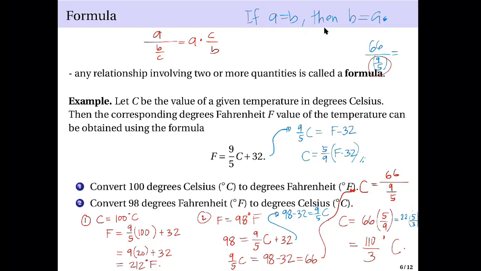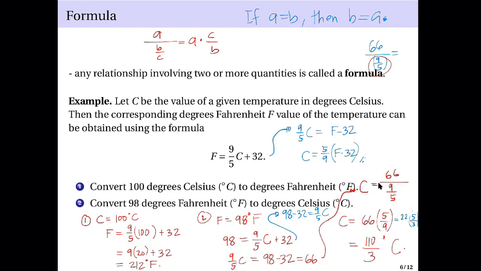And then we use this property here: if A equals B, then B equals A. Meaning, you interchange the locations. You put B on the left-hand side and A on the right-hand side, and it's the same. That's what we did in this part. So you have 9 over 5C equals 98 minus 32, and 98 minus 32 is 66. Then, to obtain C, we divide everything by 9 over 5.